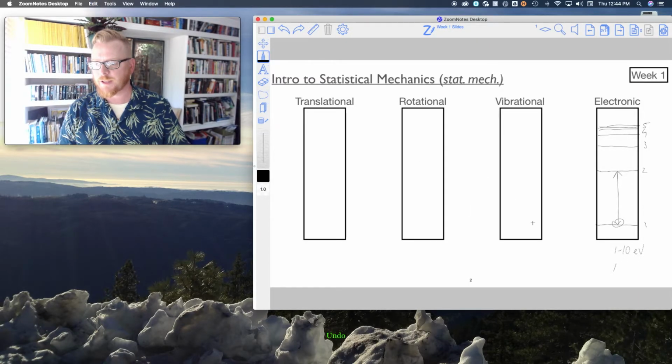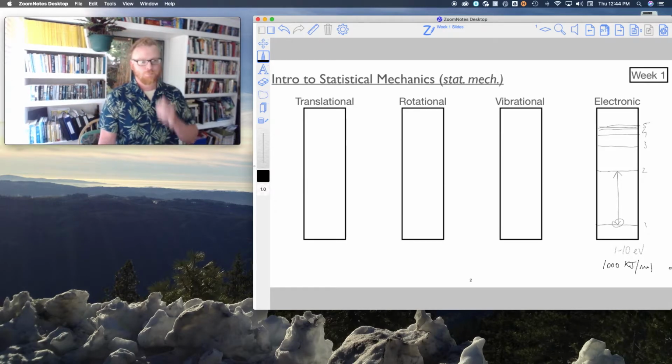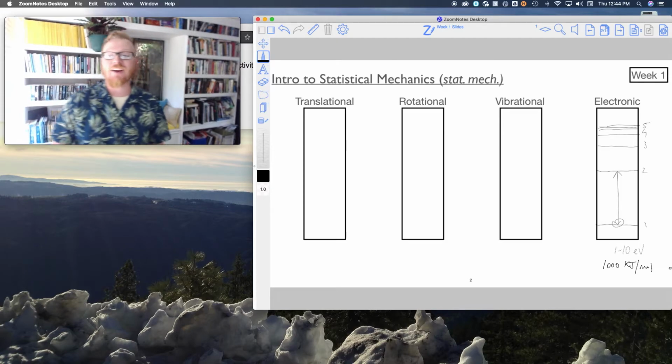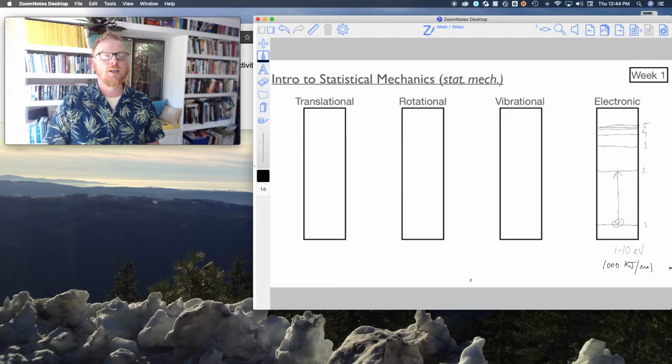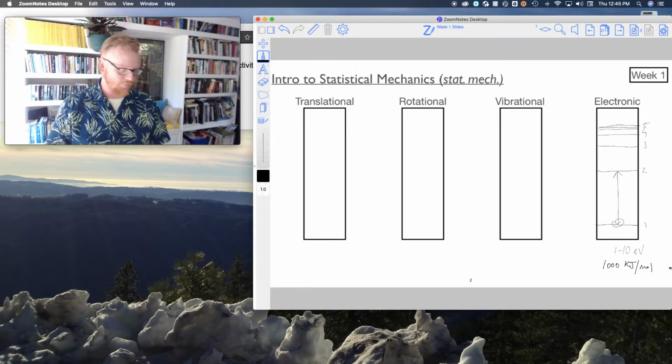So it's roughly, we'll just say 1,000 kilojoules per mole. All right? And obviously there's a range, but that's a good target area. It takes about 1,000 kilojoules per mole to get a molecule, or to get a mole of molecules, to go from the ground state to the second excited state. Okay.